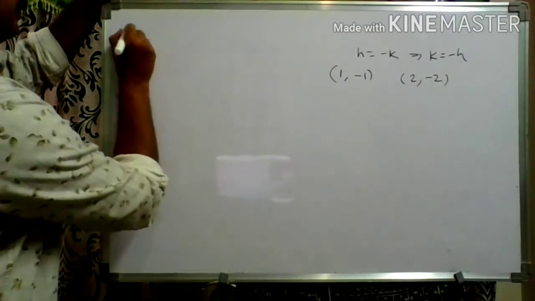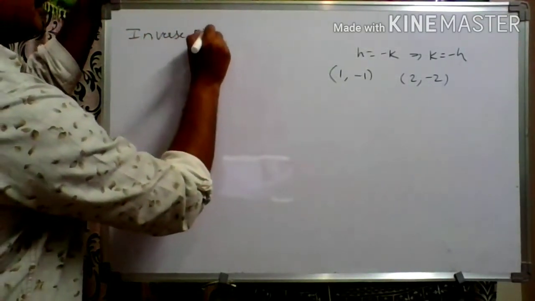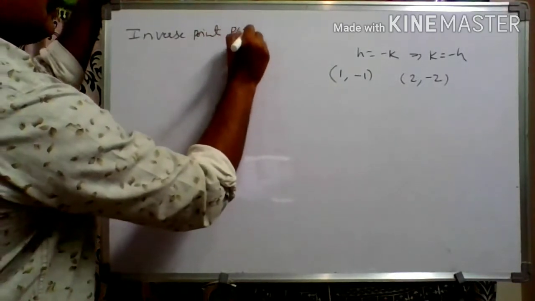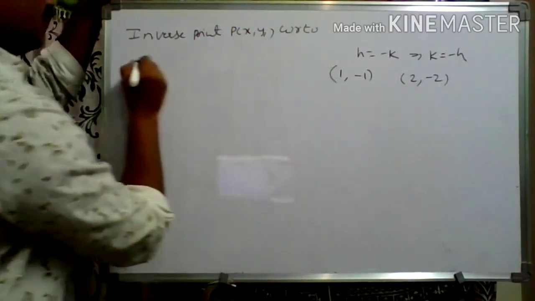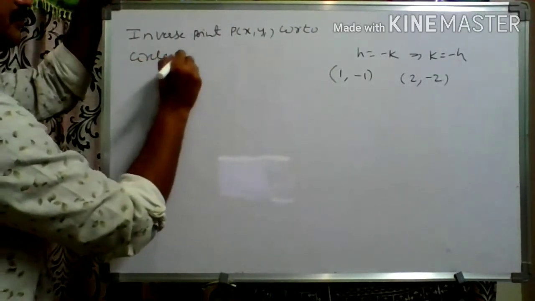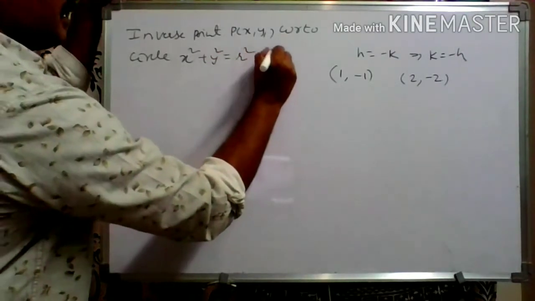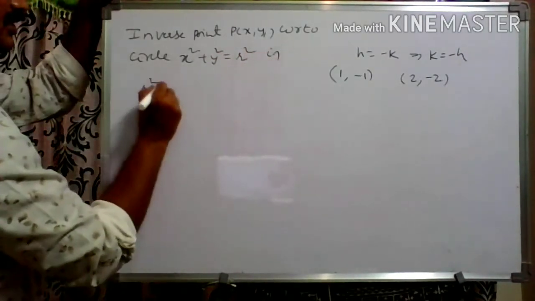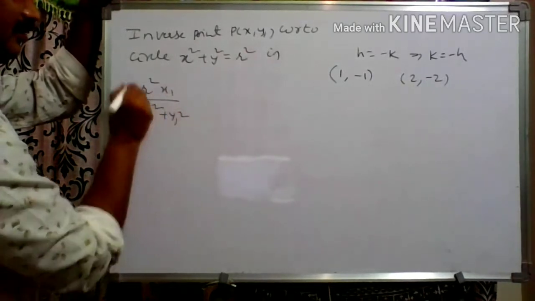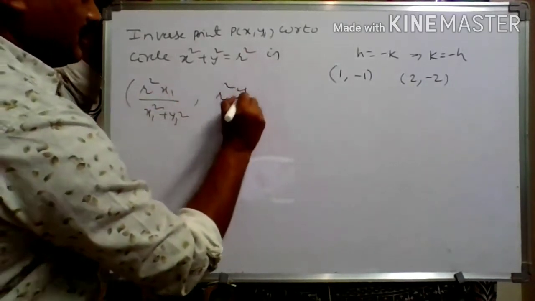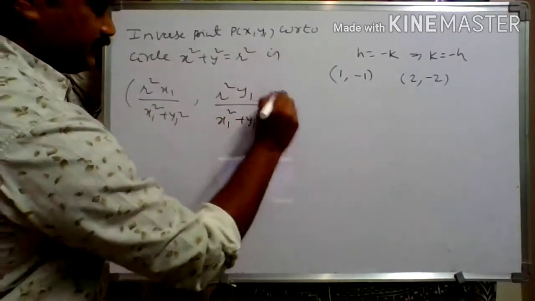Question next. Inverse point of P(x1, y1) with respect to the circle x square plus y square is equal to r square. Formula: r square x1 by (x1 square plus y1 square), comma, r square y1 by (x1 square plus y1 square).